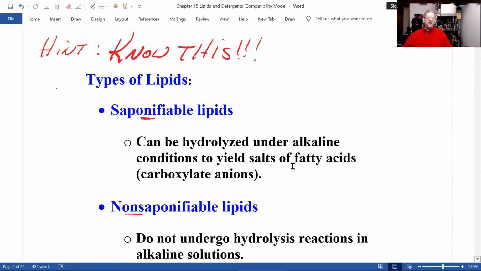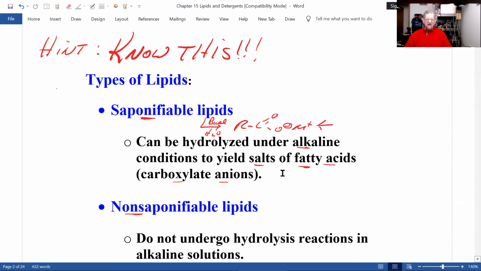Now, a saponifiable lipid is a lipid that can be hydrolyzed under alkaline conditions to yield salts, the carboxylate anions of what we'll teach you later on, fatty acids. Now, what does this alkaline mean? It means if you have a lipid reacted with base, like sodium hydroxide and water, one of the products you get is the carboxylate anion of a fatty acid and other stuff too.